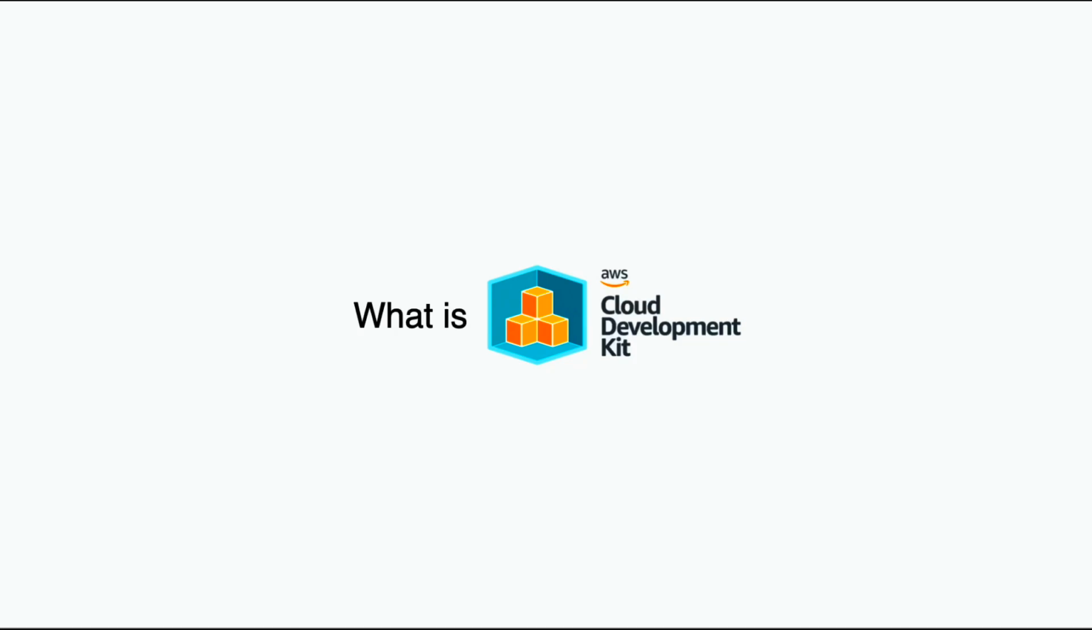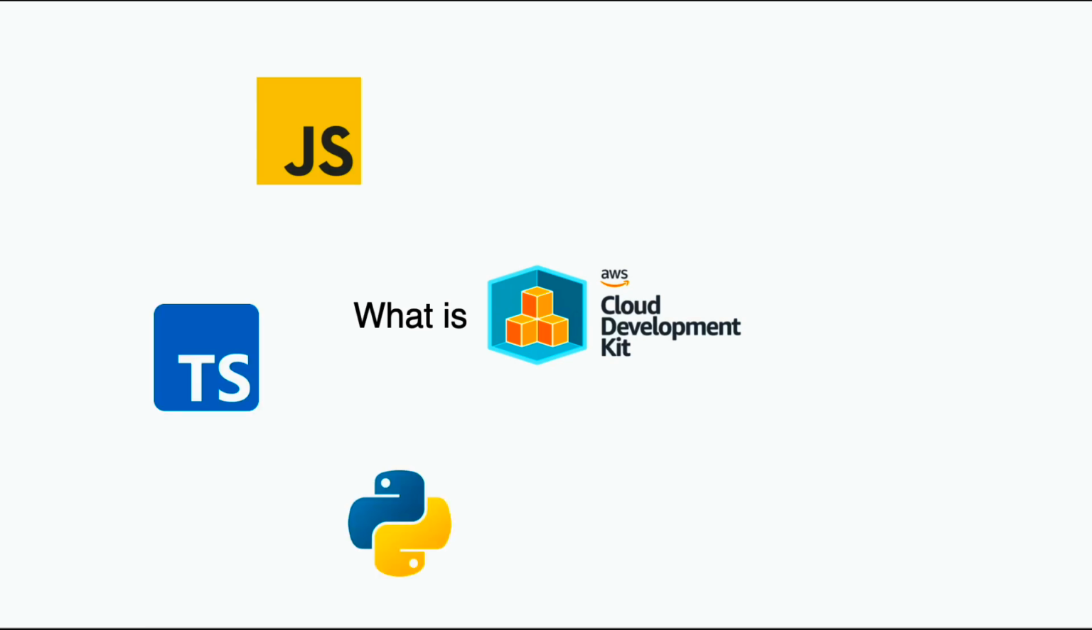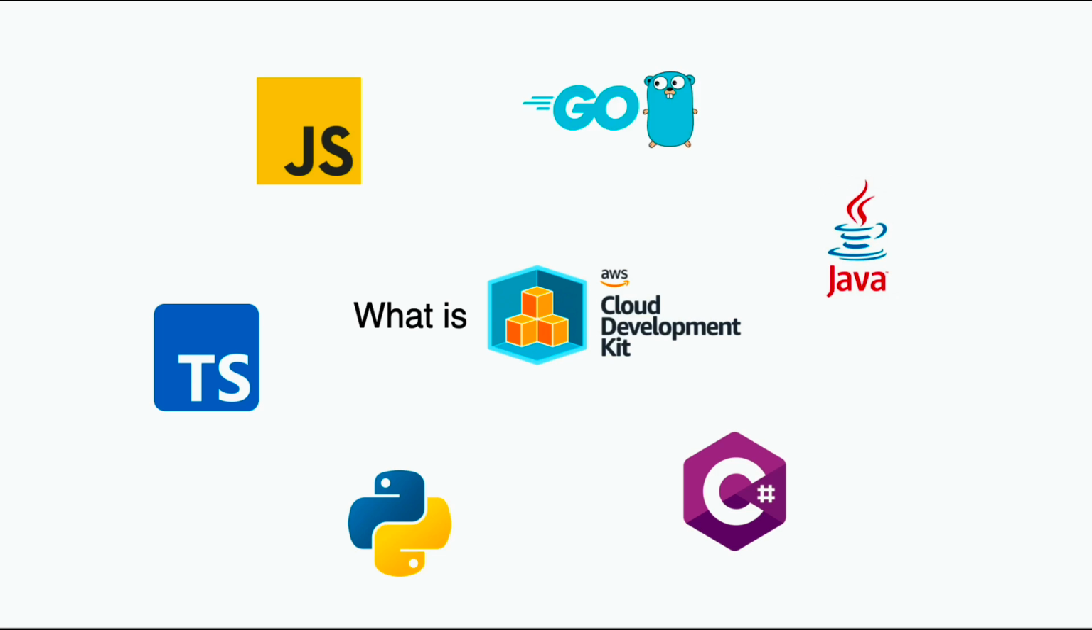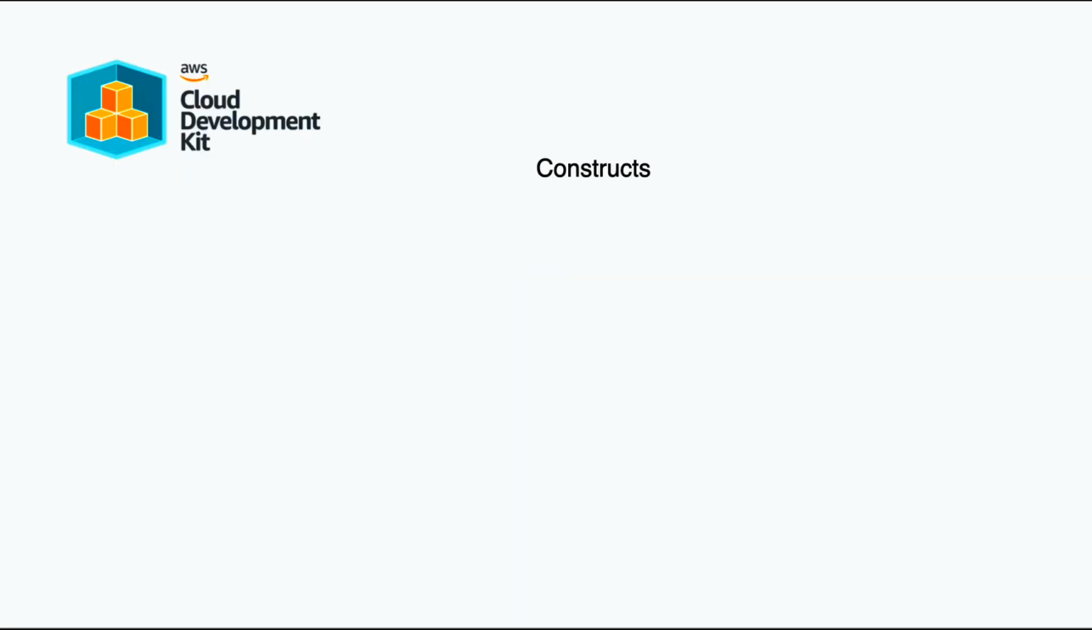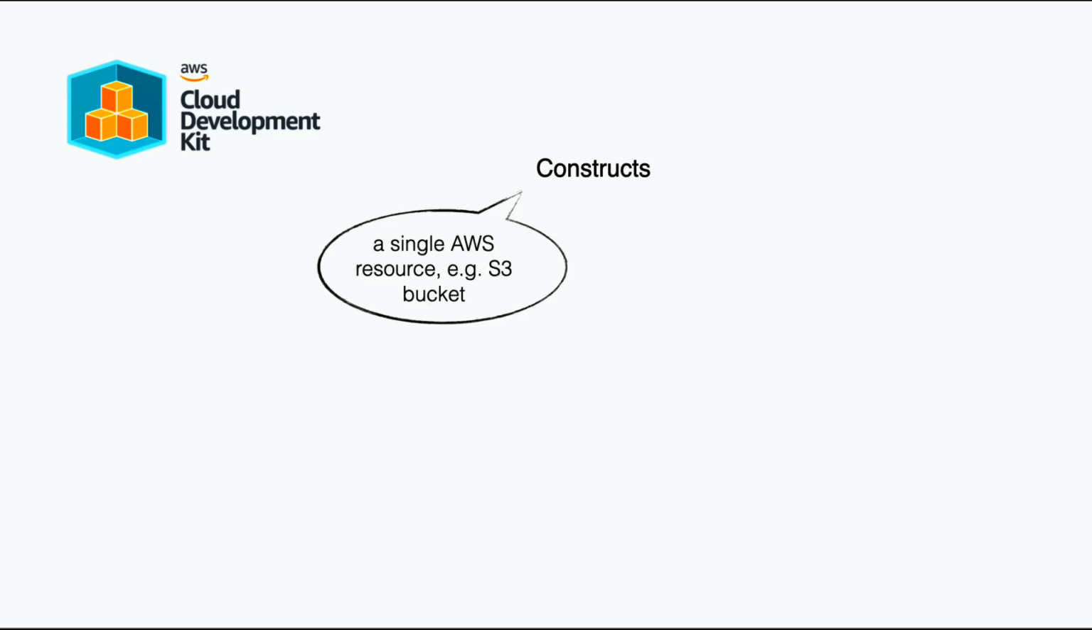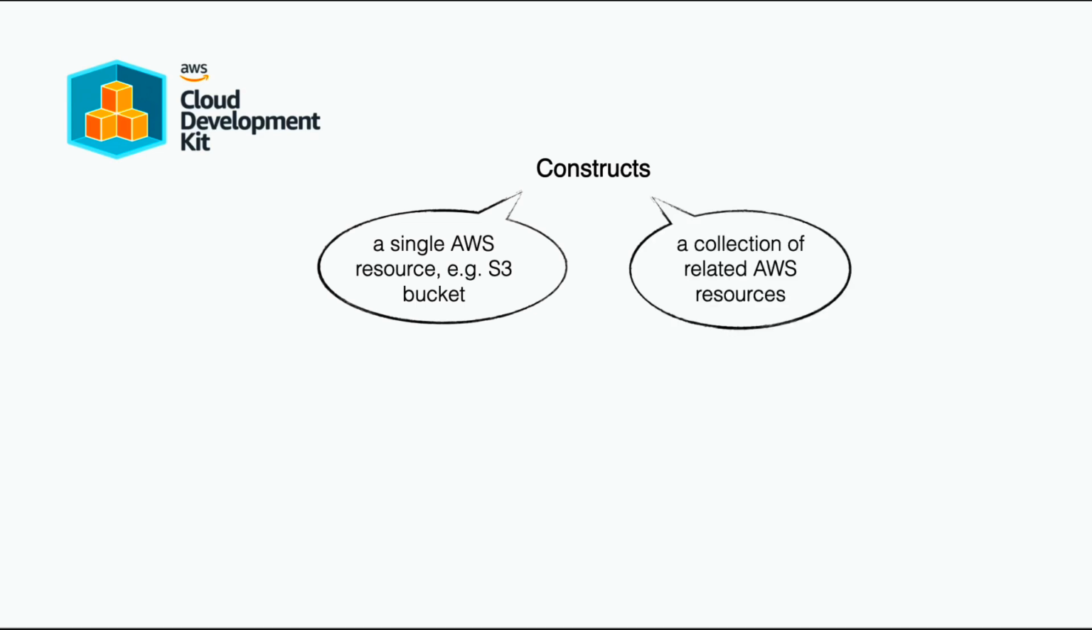CDK lets you model and provision all of your AWS resources using general-purpose programming languages such as JavaScript, TypeScript, Python, C#, Java, and Golang. At the heart of CDK are constructs, which are the basic building blocks of an AWS CDK app. A construct represents a cloud component, which can be a single AWS resource like an S3 bucket, but it can also be a higher level abstraction that encapsulates multiple AWS resources, like an entire API, and because of this diversity, the CDK team classifies them into 3 different levels.